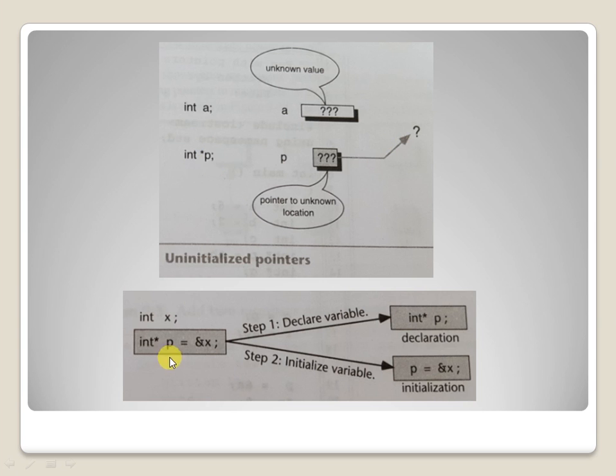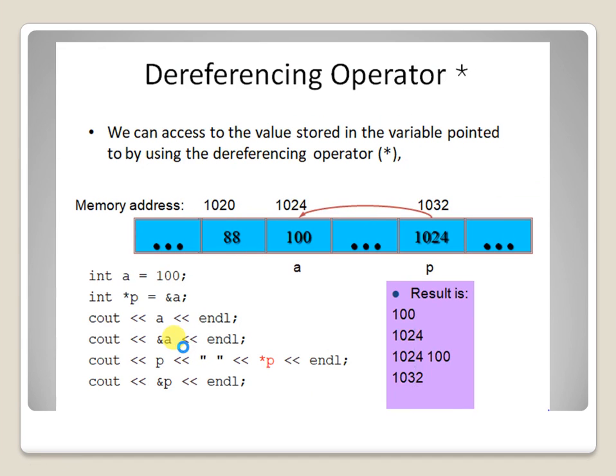So how we can give the value is, it's a two-way process, or you can do it in a single statement. Either you can write int star p equals ampersand of x, or you can declare it first as int star p, that is the declaration, and then initialize it with p equals ampersand of x. So this is how the pointers work. First you have to declare it and then you have to initialize it. You can also go for the single statement, that is declaration and initialization in one go.